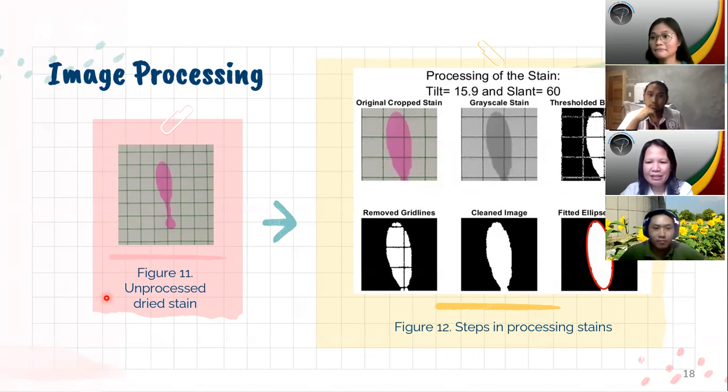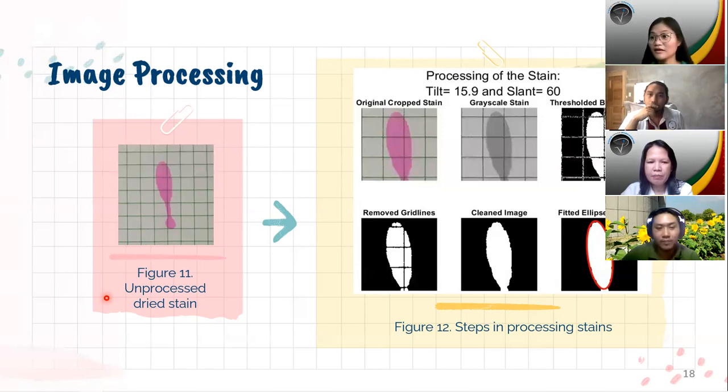Kukuha lang ba sila ng isang splatter dyan to determine kung saan galing yung dugo? Hindi po, ma'am. What they do is hahanapin muna nila yung mukhang interesting na pattern. Tapos they'll take multiple pictures. Tapos syempre using all those pictures, pagsasama-samahin nila para mahanap nila yung mismong source po.